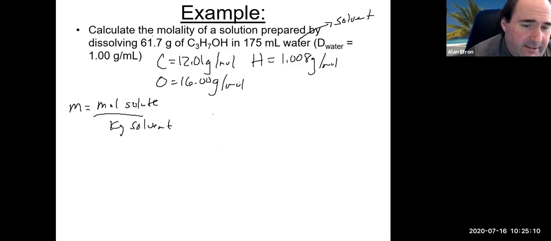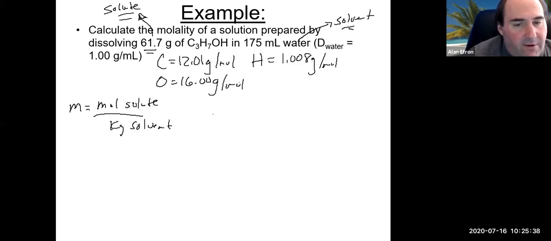And for the most part, the thing you dissolve is usually your solute, and it's usually the smaller part, which it is in this case as well. So we definitely need to convert our grams of our solute into moles. We're going to need the molar mass to do that. And in terms of our water, which is our solvent, we need to get it to kilograms. But we have milliliters, but they also did give us the density of water.